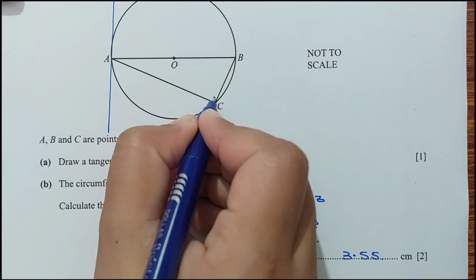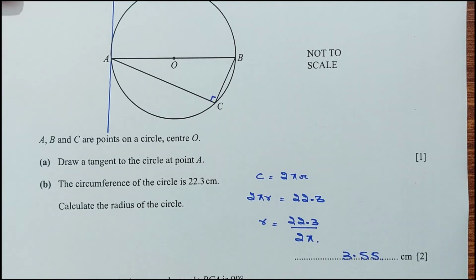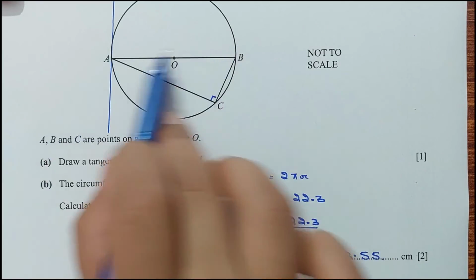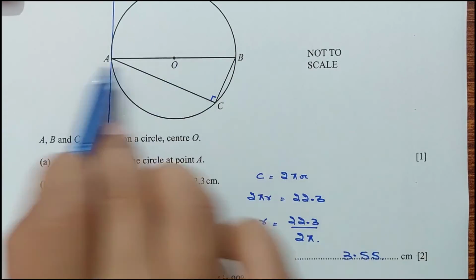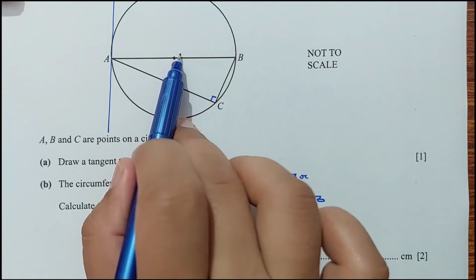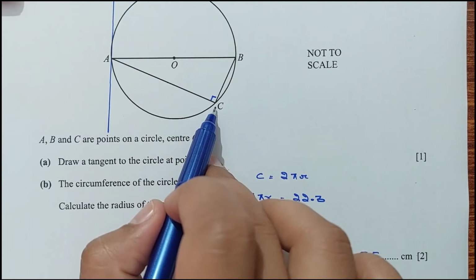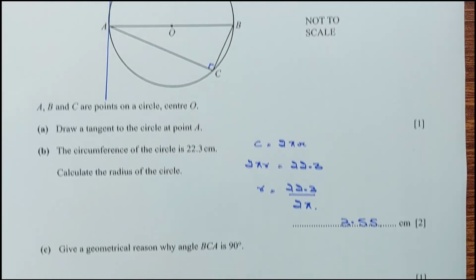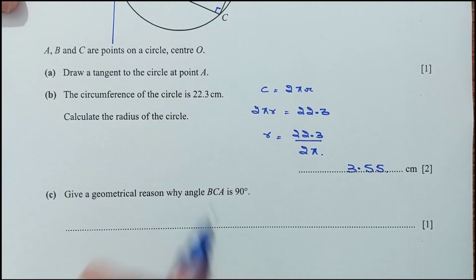Now for part C, give a geometrical reason why the angle BCA is 90 degrees. Why is this a right angle? Because AB is the diameter of the circle. It is a right-angled triangle, and the angle opposite the diameter is always a right angle, right? So we can say the angle in a semicircle is always 90 degrees, right?